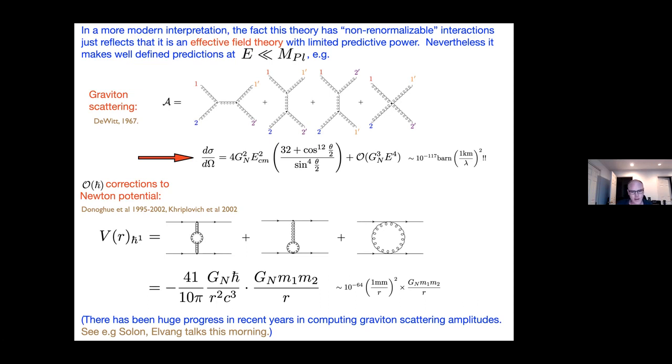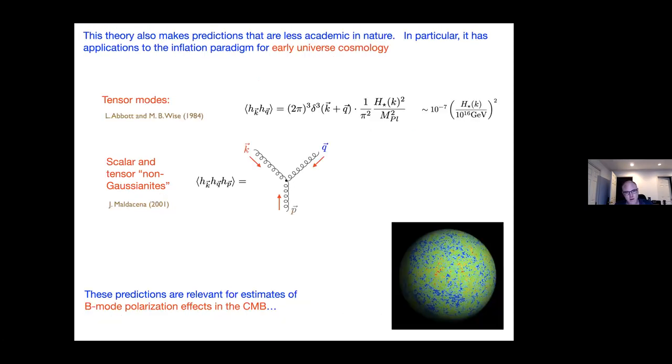As we heard this morning, in doing computations in this theory of interacting gravitons as well as supersymmetric generalizations, there's been huge progress with new ideas. This progress has been going on for the last decade or so. And the new ideas mentioned this morning were things like the double copy or generalized unitarity and so on.